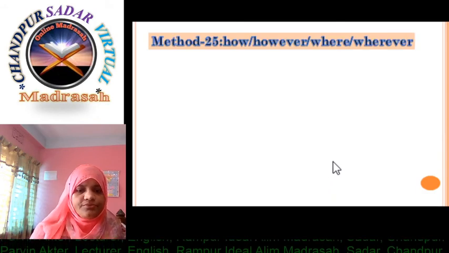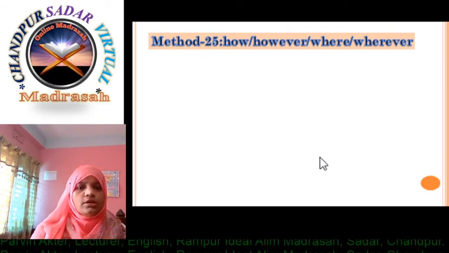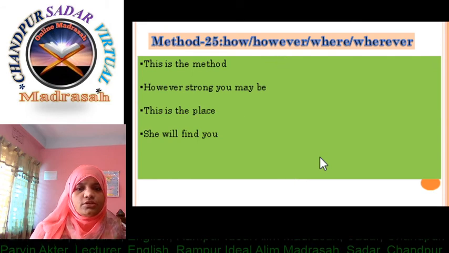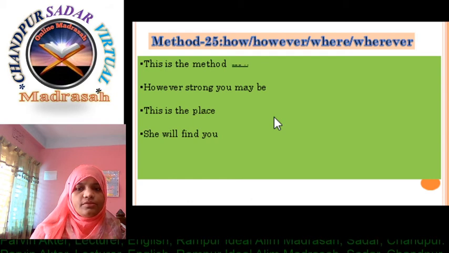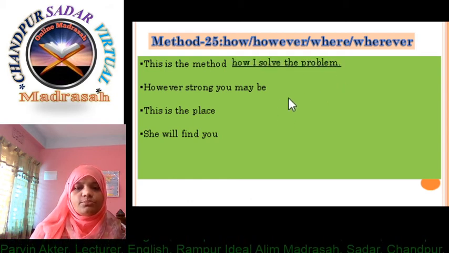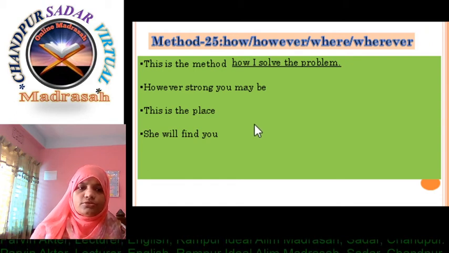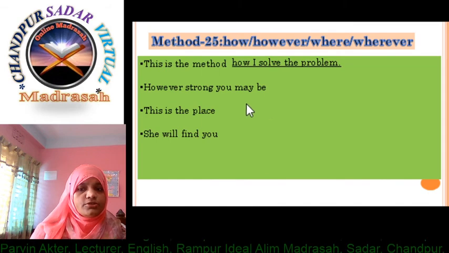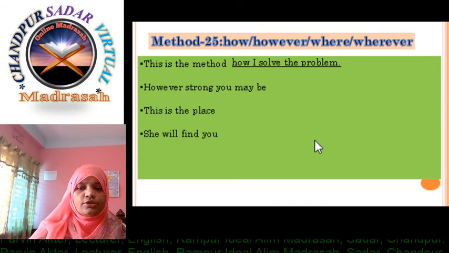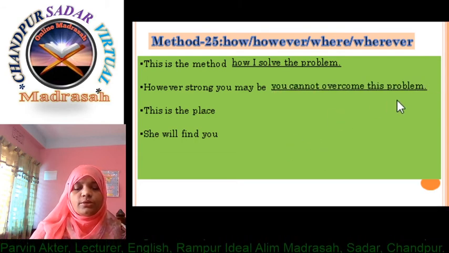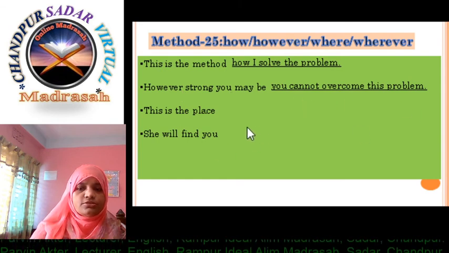Method 25: how, however, where, wherever. So you know how and however. Here are examples. This is the method how I solve the problem. However strong you may be, you can't overcome this problem. This is however.